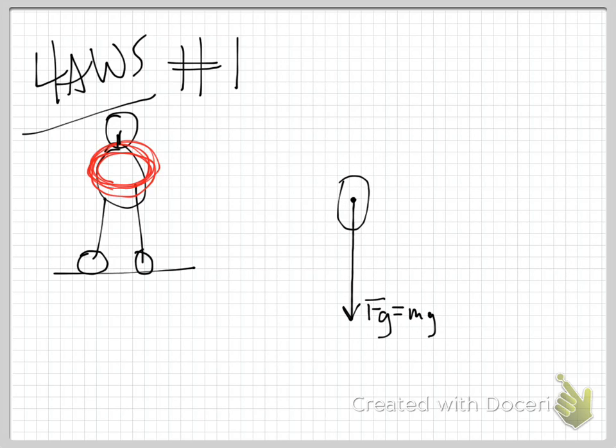Now, we're told he's standing on a platform. Since he's standing there, he's not rising up into the air spontaneously, which would be really cool, nor is he crashing down through the platform, which would be not so cool. We know that the force up has to be equal and opposite to the force down, or he would be accelerating up or down.